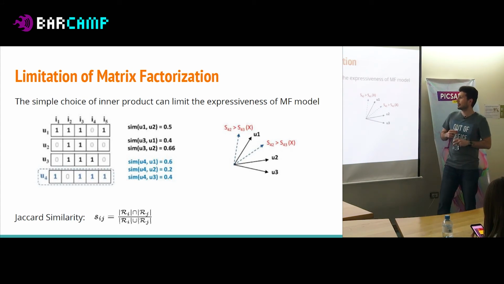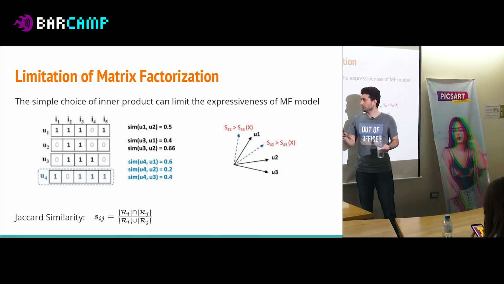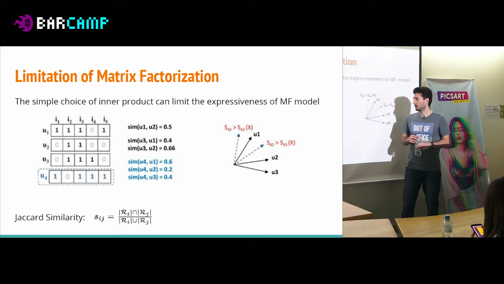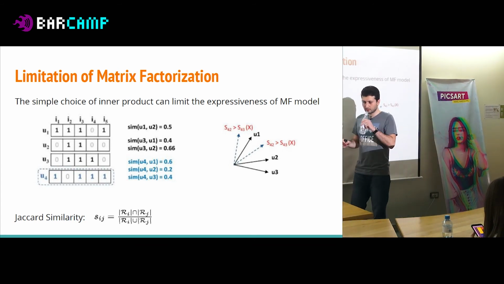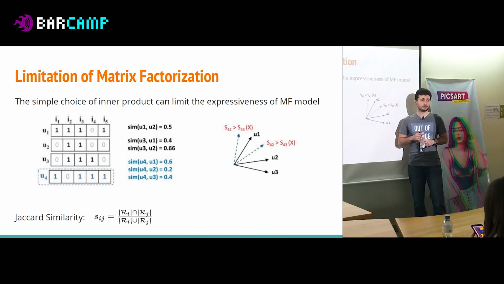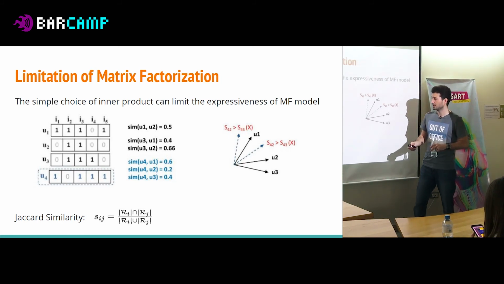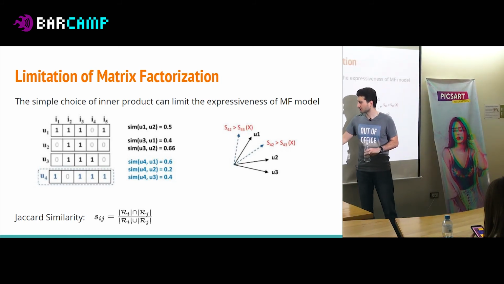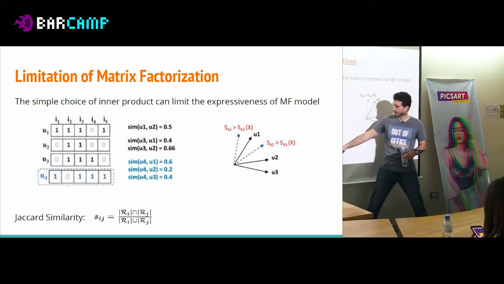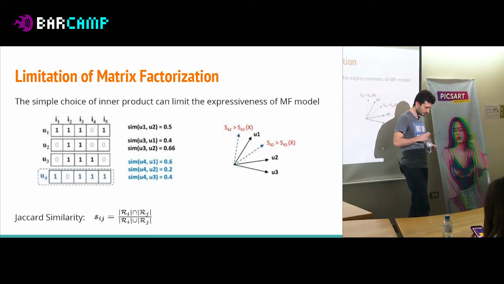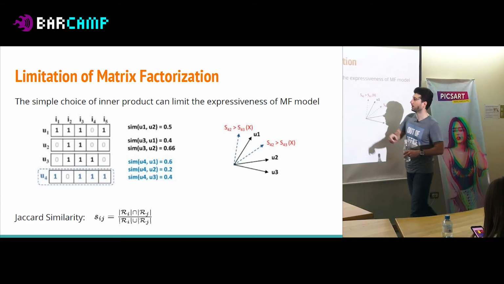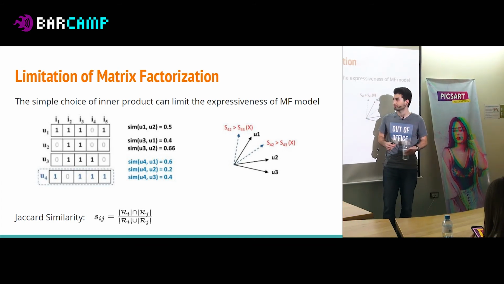OK, what is going on here? So this is, again, a toy example. In order to understand this example, we need to make some assumptions. We should use Jaccard similarity as a ground truth for similarity between users. Why can we make this assumption? Jaccard similarity calculates the similarity between sets. So it's intersection over union. We can consider users and items just as sets of ratings.